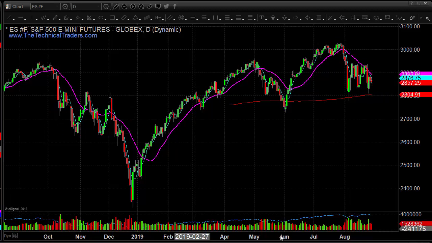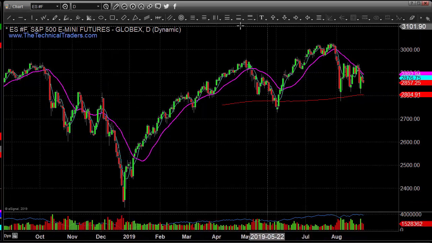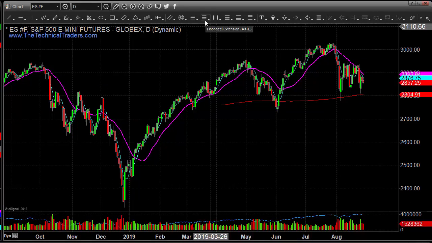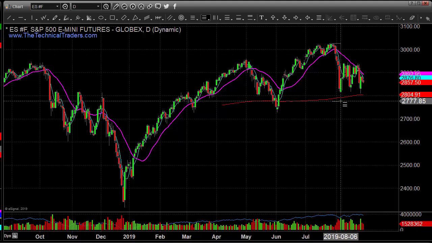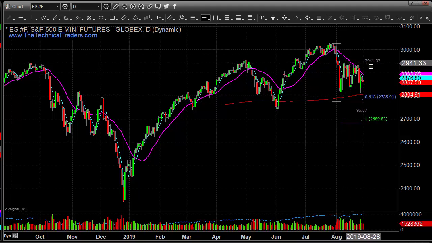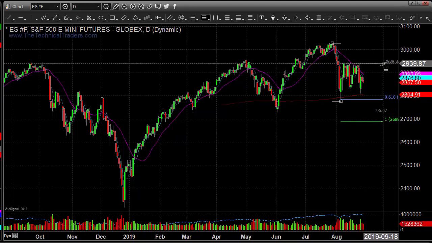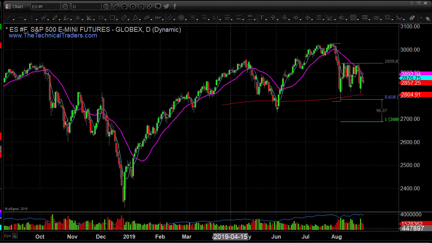Now, if we were to zoom in on the chart, we'll just use a Fibonacci extension to get an idea of where the downward momentum should take us. With the Fibonacci extension, we take the previous high, we go all the way down to this low, and then we go up to the reaction high. We'll carry it forward. This gives us a downside target of where we could see the markets go.